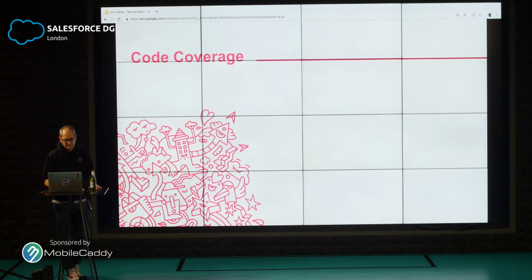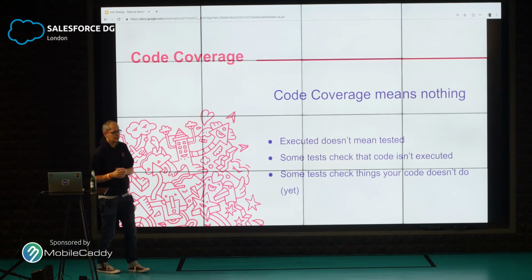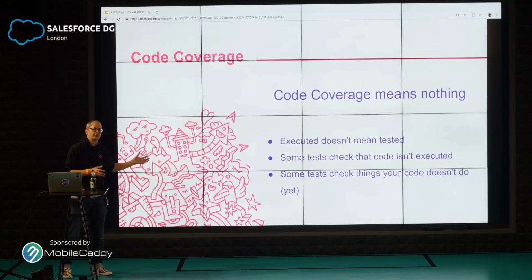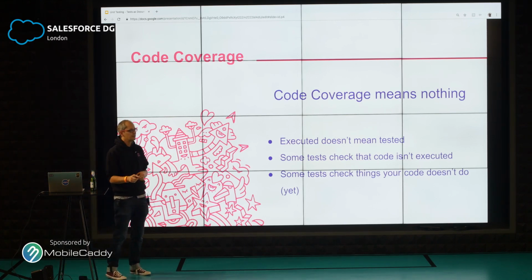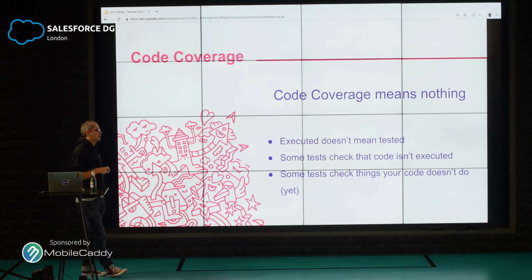So, code coverage. Why is code coverage a bad thing? For me, code coverage means very little. I antagonistically say it means nothing. It doesn't mean nothing. If you've got 20% code coverage, you definitely haven't written enough tests. However, if you've got 100% code coverage, that doesn't mean that you've written enough. The main point behind that is that executed doesn't mean tested.